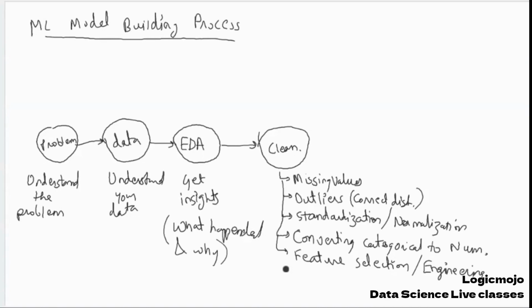Finally, once your data is ready, what do we do? Split our data. We'll learn what this is, don't worry. So we split our data into two sets. First is the training set. Second is the validation set, which will be small. So training and validation set. And at last, we train our model.